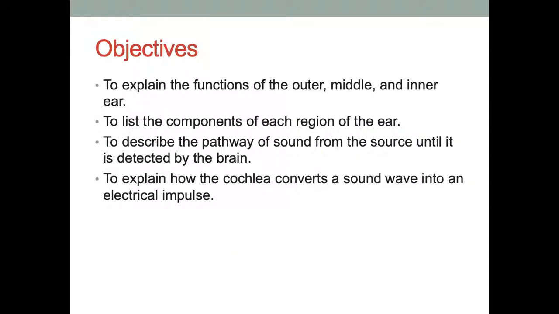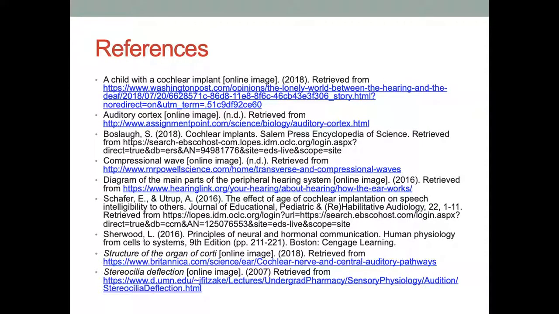Okay, so to review, our objectives were to explain the functions of the outer, middle, and inner ear, to list the components of each region of the ear, and then describe the pathway of sound from the source until it's detected by the brain, and then to give a pretty good explanation about how the cochlea converts a sound wave into an electrical impulse. Here are my references, and I thank you for your time.